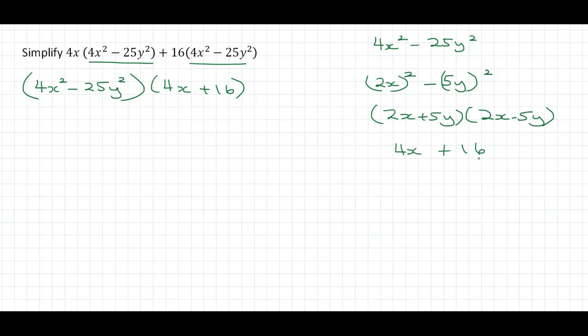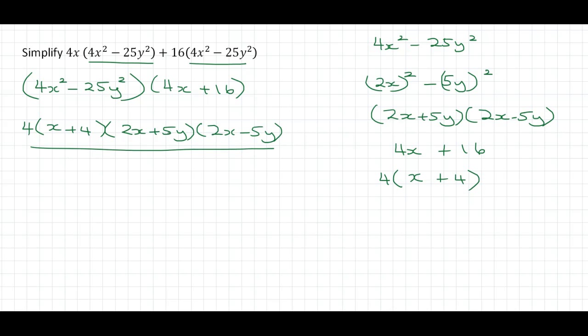We have a greatest common factor of 4. If we divide 4x by 4, we are left with x. 16 divided by 4, we are left with 4. So now, this is how we're going to rewrite this. I'm going to start from 4 here. Then this is going to give me (x plus 4) multiplied by (2x plus 5y) multiplied by (2x minus 5y). So now this is our factored form of the original expression we had.